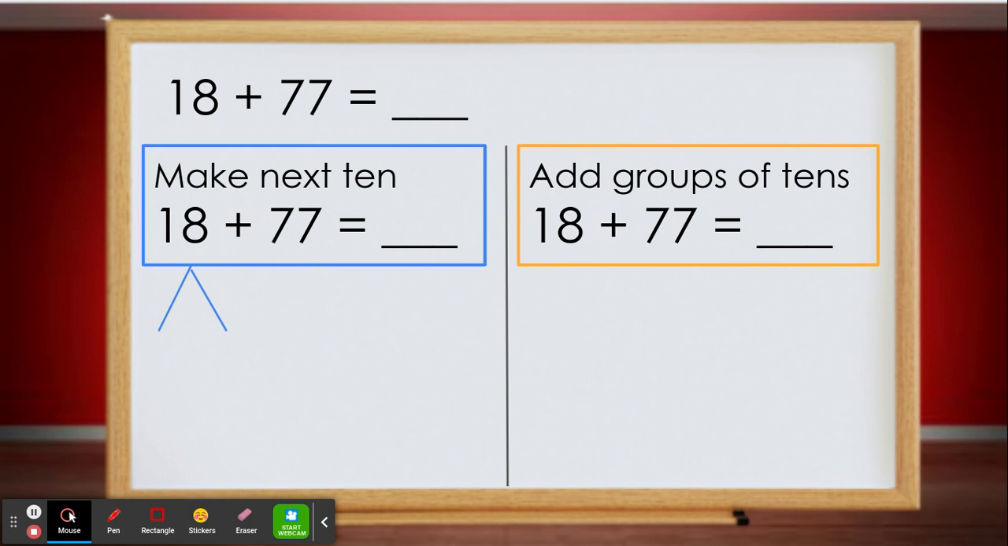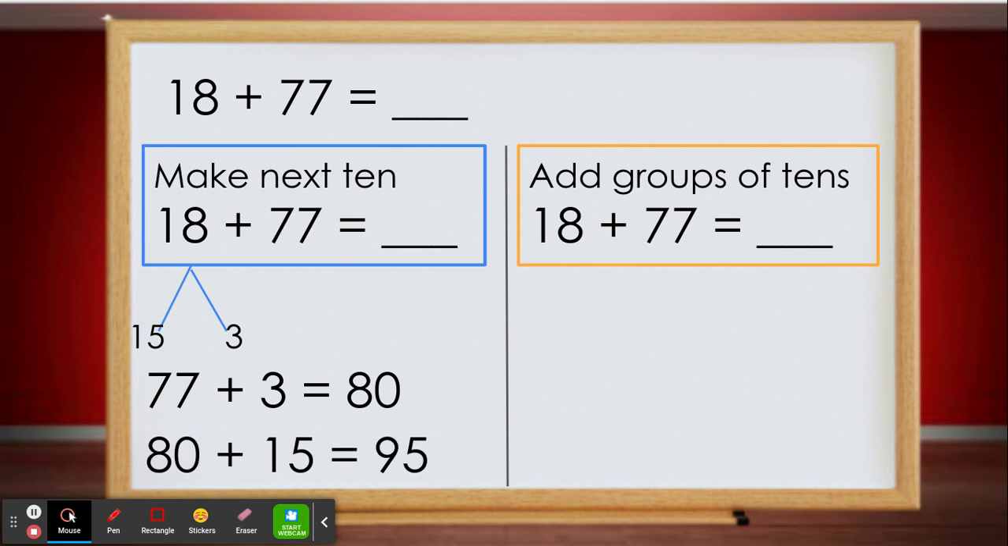I'm going to break down the 18 in this case because the 77 is larger. 77, I will need 3 more. 77 plus 3 equals 80. And 80 plus 15 is 95. Again, students can decide to break that 15 into 10 and 5 if it makes it easier, and then do a third number sentence.